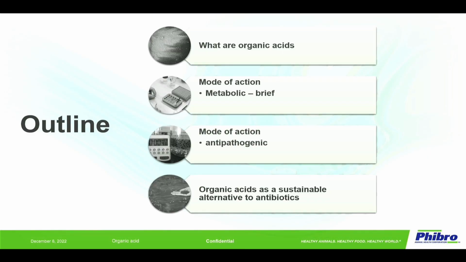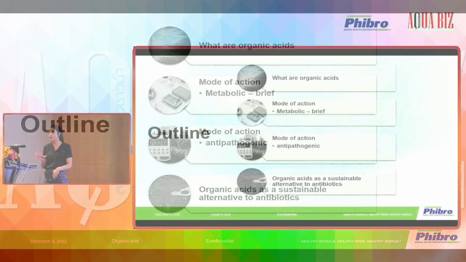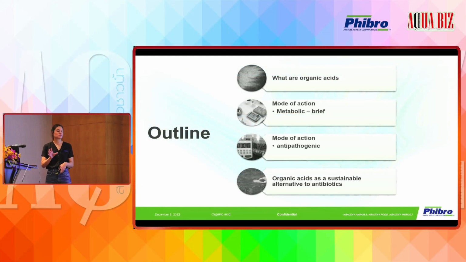Today I'm going to present the prospects of organic acid as a sustainable alternative to antibiotics. Okay, so the outline for today: I'll briefly talk about what organic acids are. We will look at the mode of action, both the metabolic and the antipathogenic, whereas I'm going to focus on the antipathogenic effect. And then I'll sum it up and try to deepen your understanding of organic acid as a sustainable alternative to antibiotics.